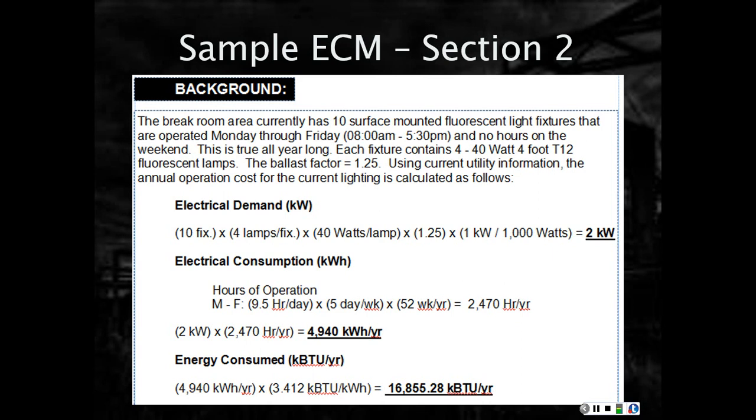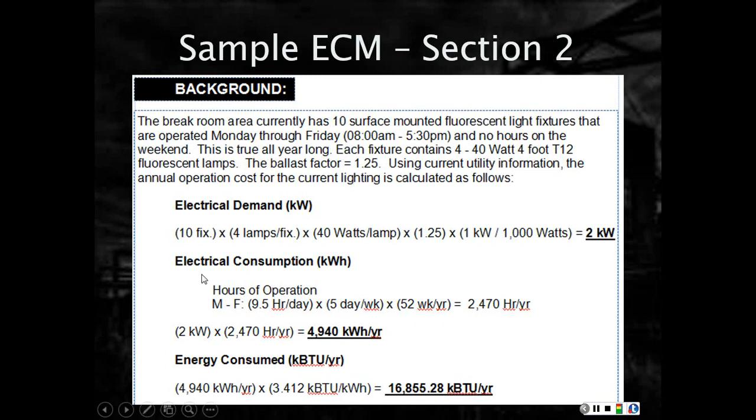Using the current utility information, the annual operation cost for the current lighting is calculated as follows. You'll notice that we divided up under demand, then consumption. So first the demand: I have 10 fixtures, 4 lamps per fixture, 40 watts per lamp, times the ballast factor, and convert to kilowatts. So those lamps, when they're turned on, use 2 kilowatts of electric demand.